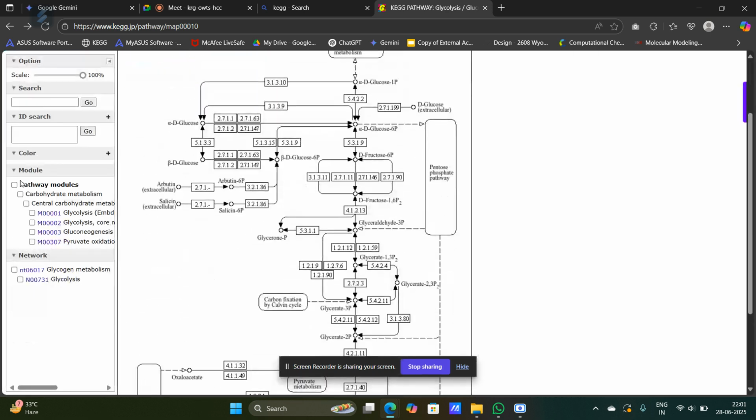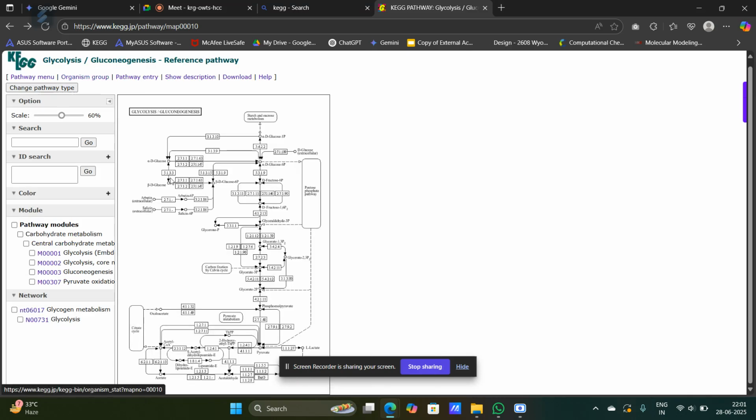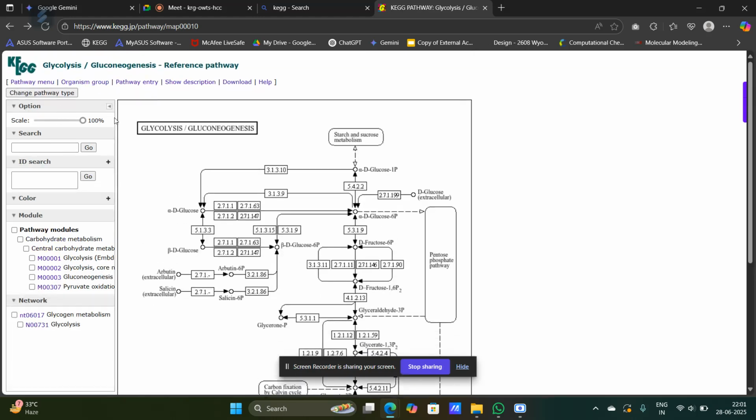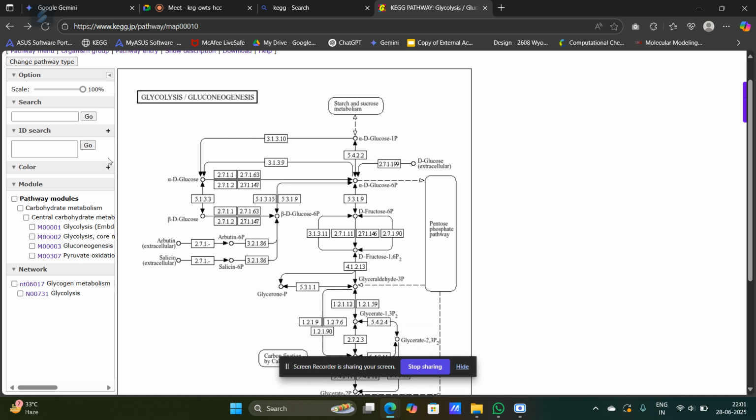Now, on my left, you have an option of scaling. If I decrease this, the size of the flowchart decreases. If I increase this, you have the original size of the flowchart back again.